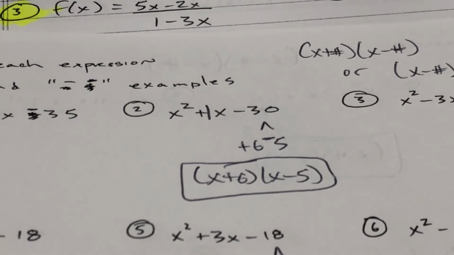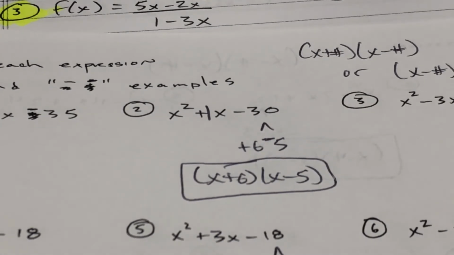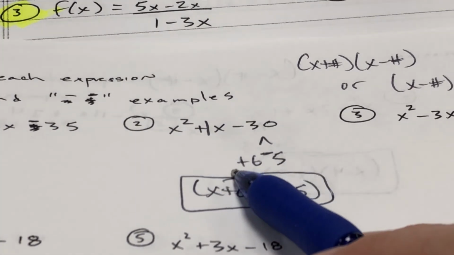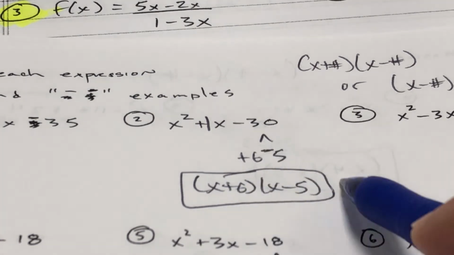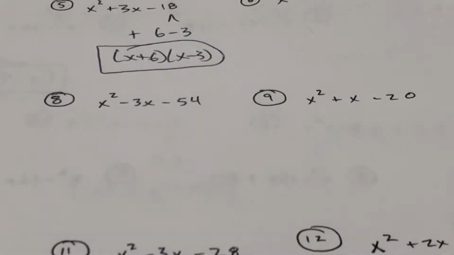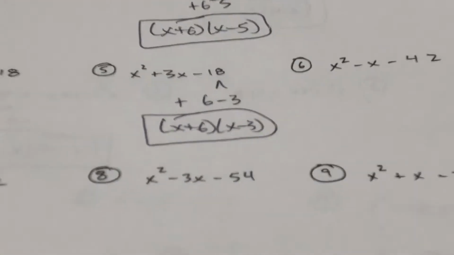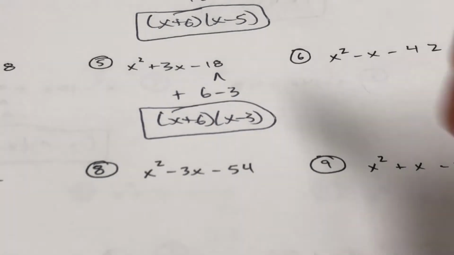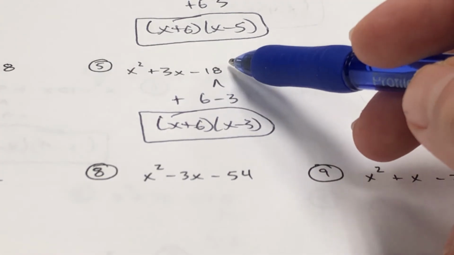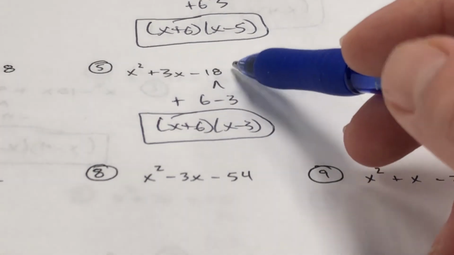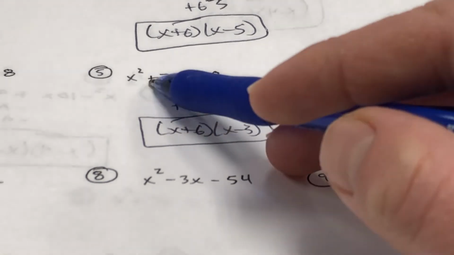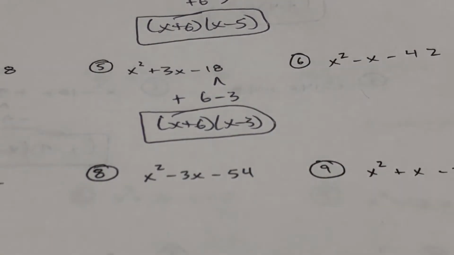On 2, what multiplies to 30 and differs, because we have a negative, differs by 1. It'd be a 6 and a 5. The middle term is positive, so 6 has got to be positive. X plus 6, x minus 5. On 5, what multiplies to 18 and differs by a positive 3? 6 and 3 multiply to 18, and they have a difference of 3. Middle term is positive, so your bigger factor is positive again.